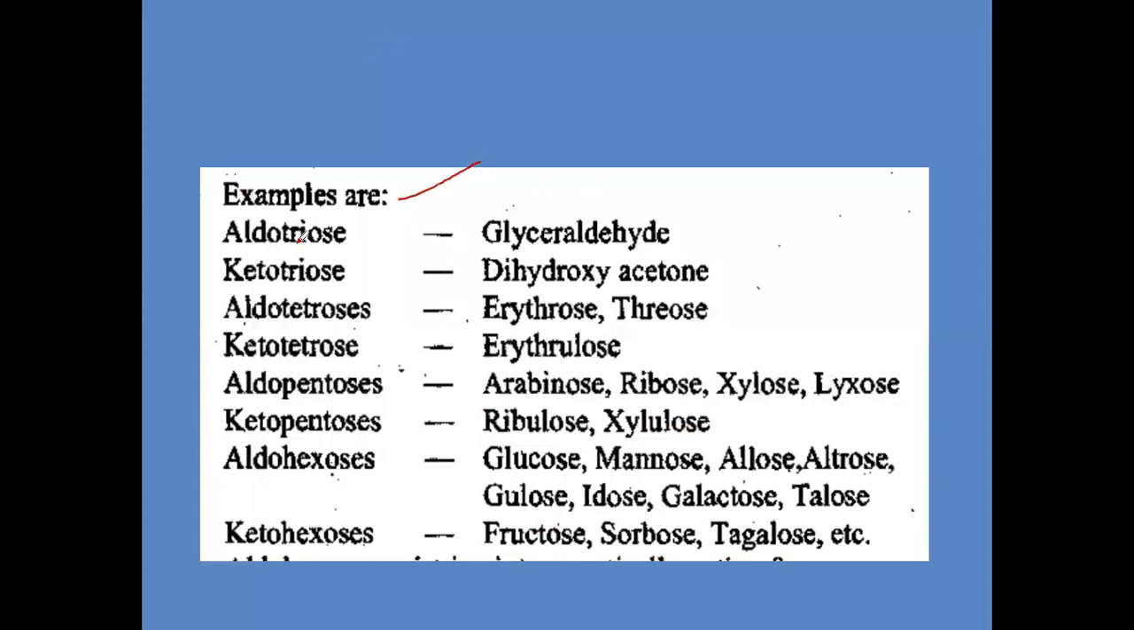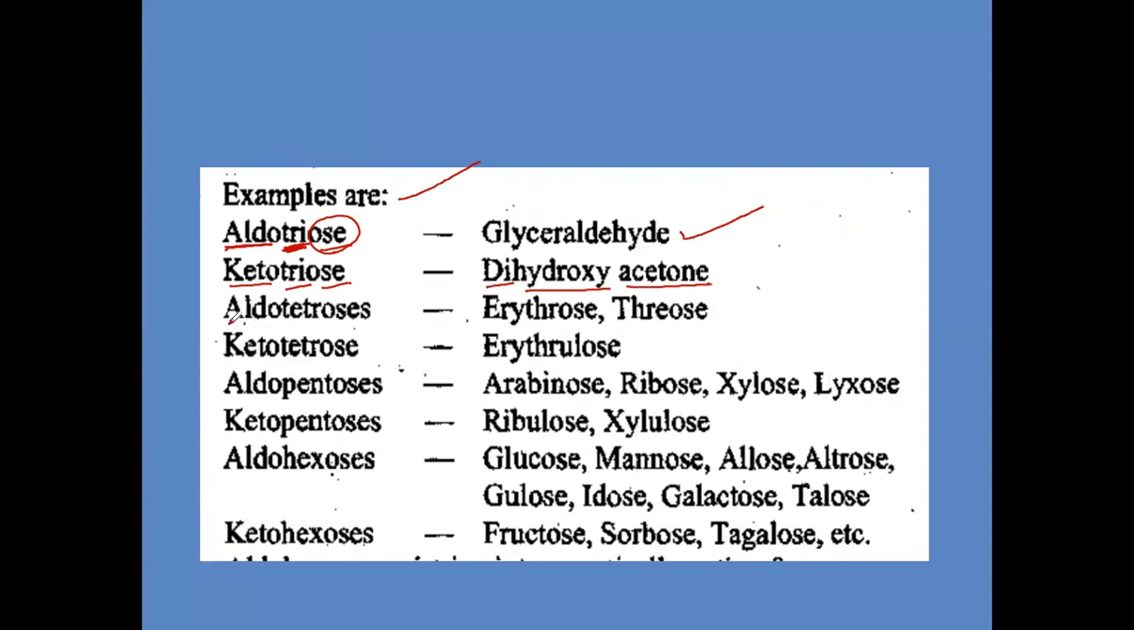Next, some examples of carbohydrates, you see. Aldotriose, where ose means what? Sugar molecule. Tri means how many carbon atoms in each molecule? 3. Aldo indicates what? Aldehyde. So aldotriose, example what? Glyceraldehyde. And ketotriose, example dihydroxyacetone.